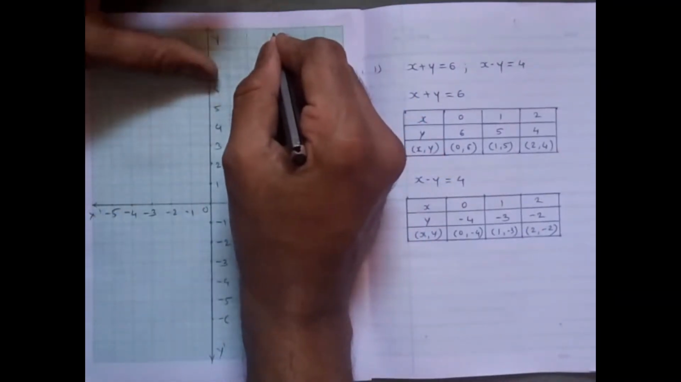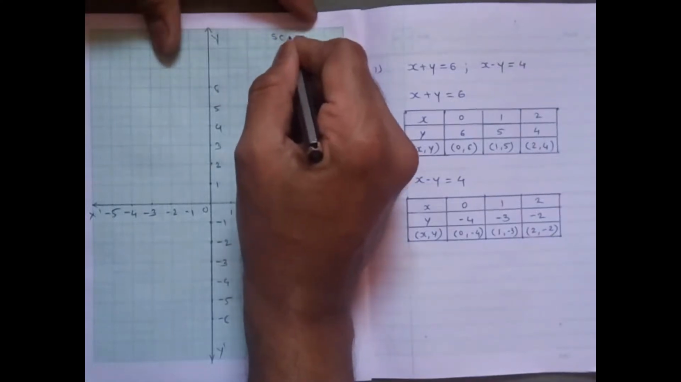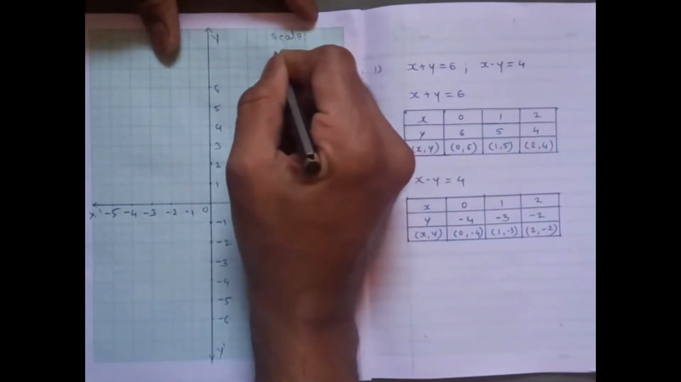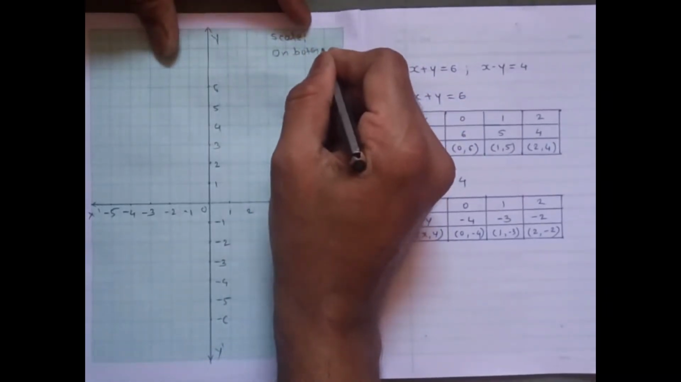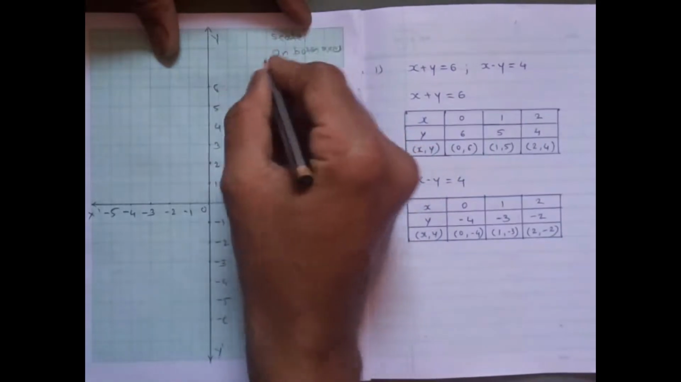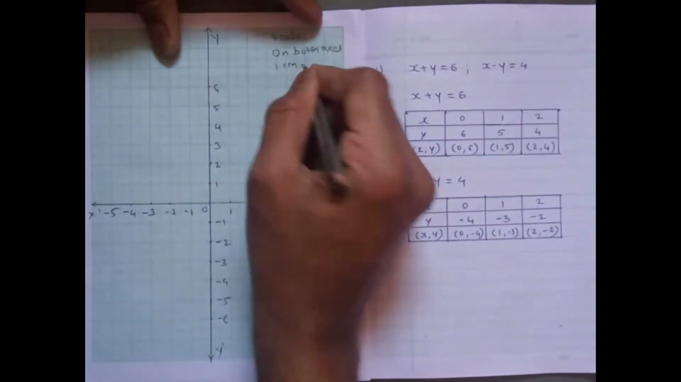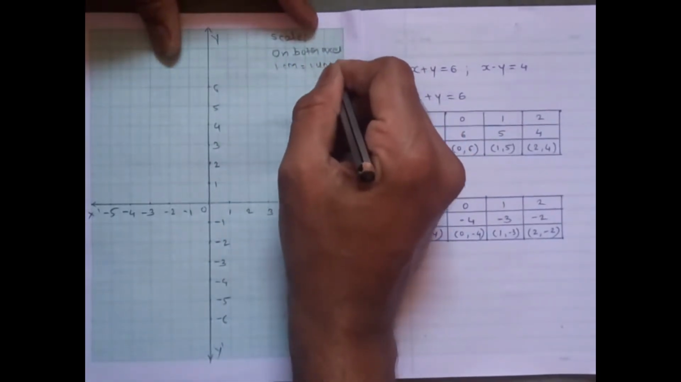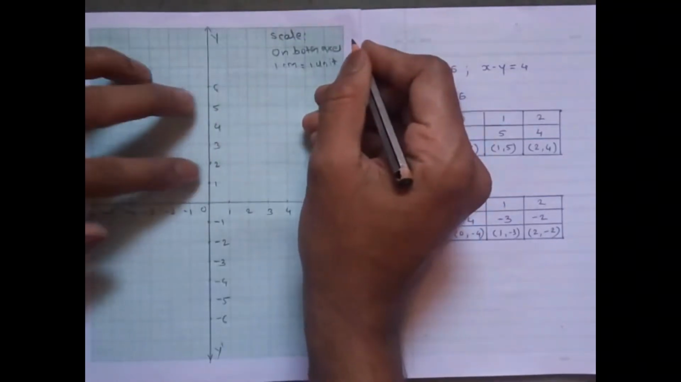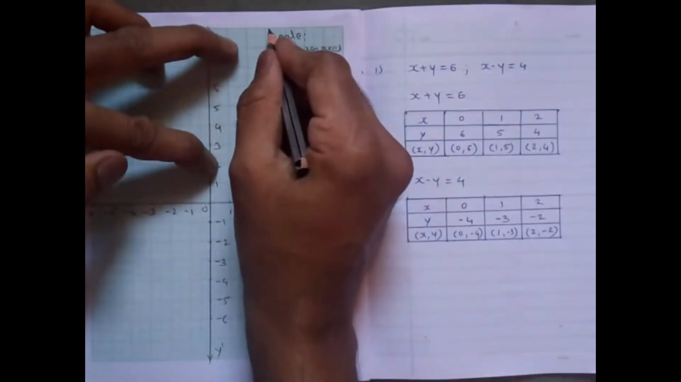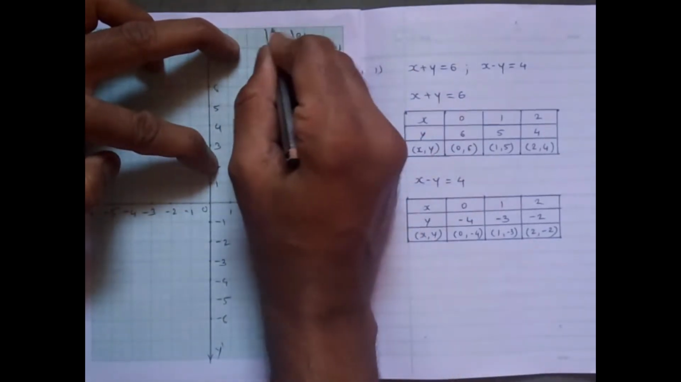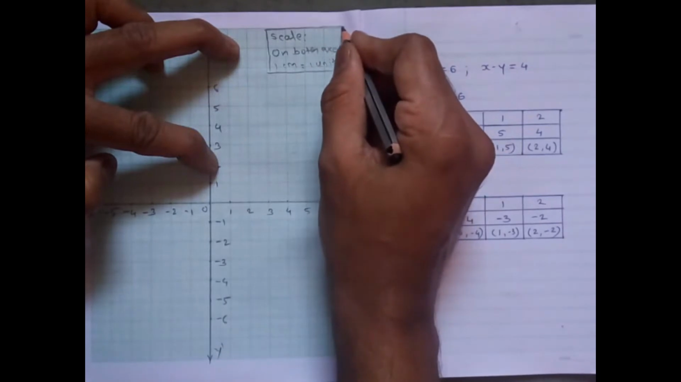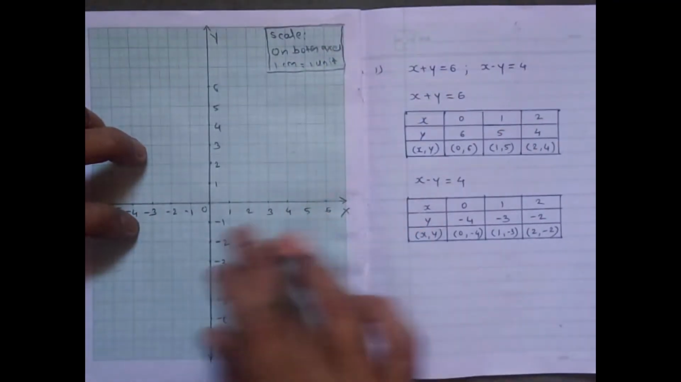Scale is here. What is the scale? Scale on both axes, 1 centimeter is equal to 1 unit. Write with the pencil. This is the box. Okay. So we will plot the points.